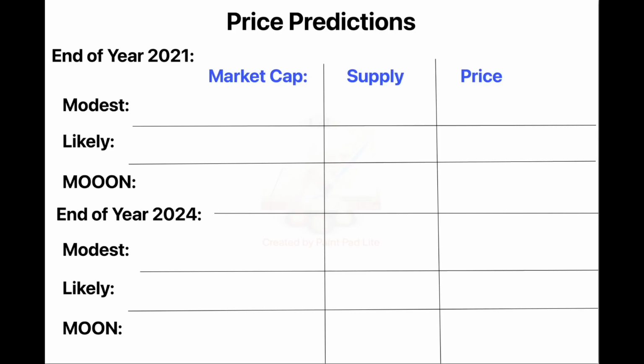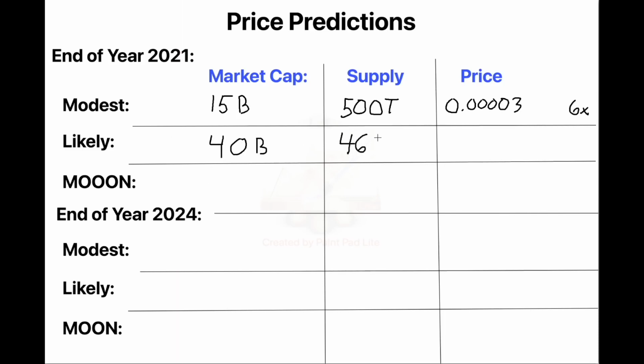Okay, so for my modest approach, I believe we will have a market cap of around $15 billion, a supply of 500 trillion, and a price of 0.00003, or a 600% change from right now. The likely solution, I think, is that we are going to have a $40 billion market cap. We'll burn a lot more supply down to 460 trillion, and we'll get a price of 0.0008, or a 16 times jump from where we are right now.